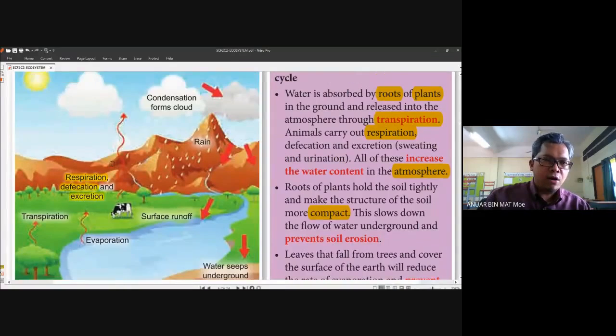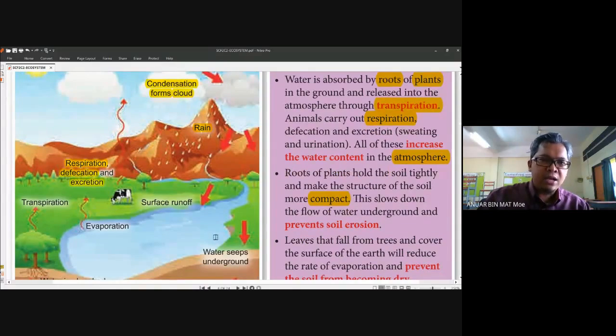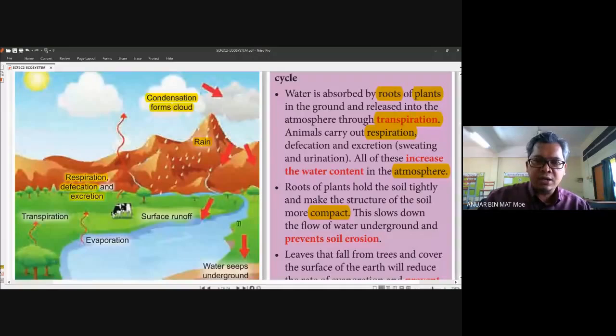All of this water will go to form a cloud, and when the cloud is heavy enough, it will form the rain. And when it forms the rain, it will flow into the river, into the ocean, and then into the lake, and then it will start to evaporate again. This is what we call the water cycle here.